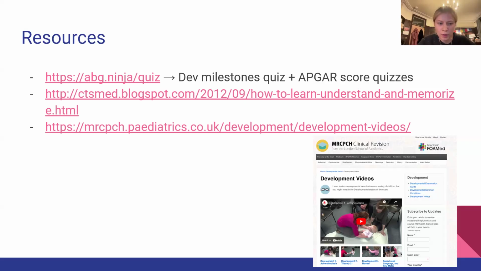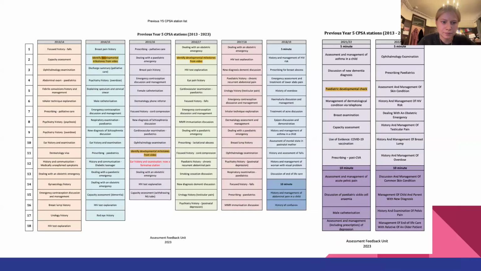So why is this all important? So if you go to the next slide. So these are previous OSCE stations from 5th year. So developmental milestones does come up as a station. It didn't come up for summative exams last year, but it has come up in the past. It's been heavily tested.